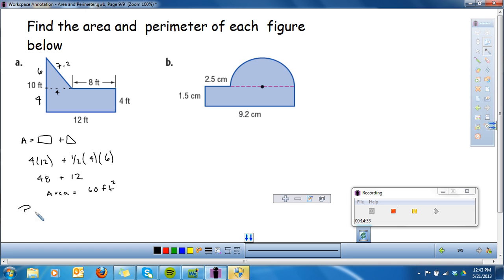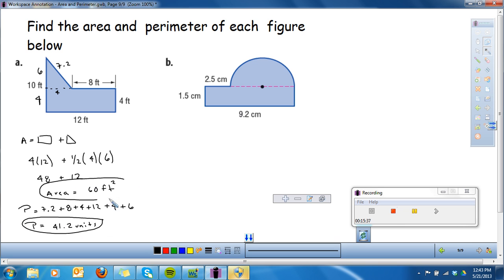To find the perimeter of this shape, I'm just going to add up all of the different sides. Remember, you should start on one side and work your way around. So I'm going to say, okay, 7.2 plus 8 plus 4 plus 12 plus 4 plus 6. I'm going to go ahead and add that up. So the perimeter is going to be equal to 7.2 plus 8 plus 4 plus 12 plus 4 plus 6, which gives me a perimeter of 41.2 units. So perimeter of 41.2.